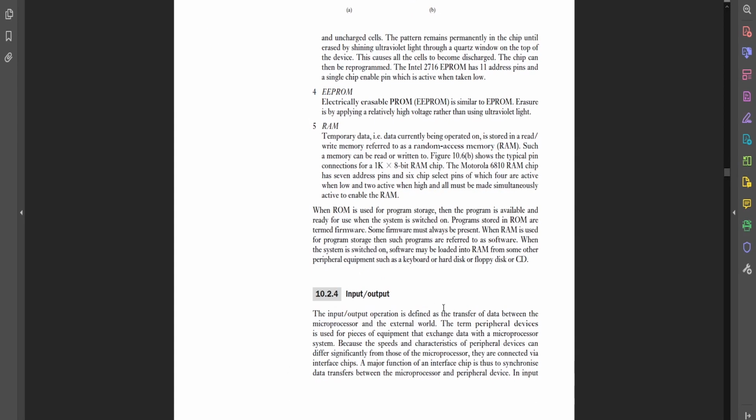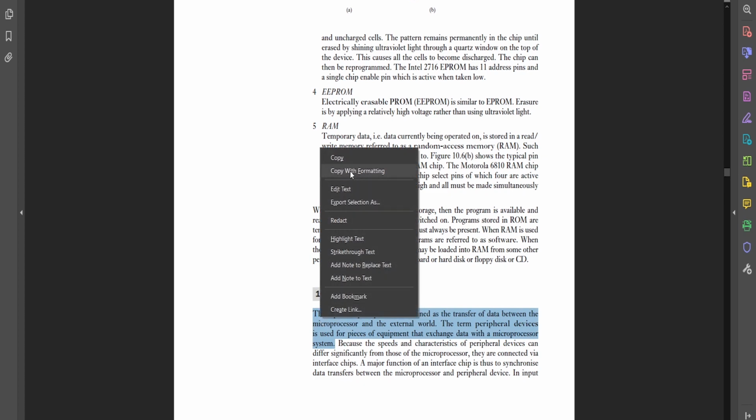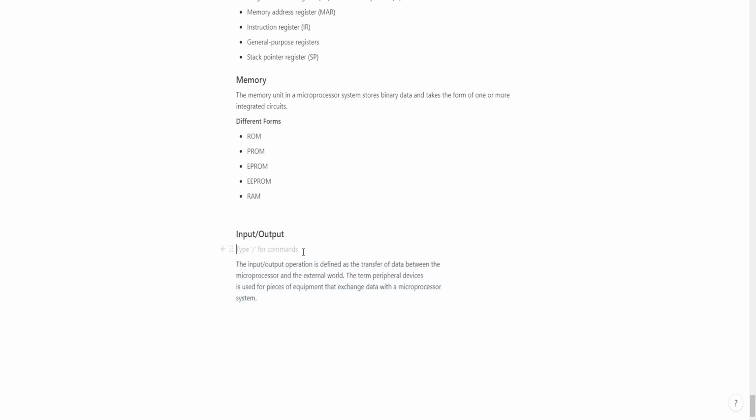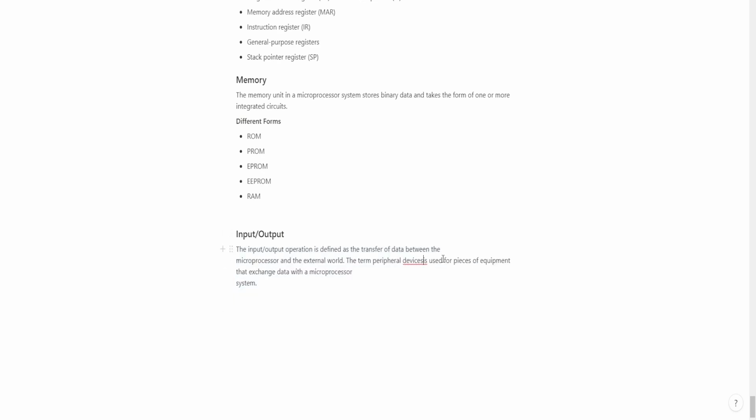The input output operation is defined as the transfer of data between the microprocessor and the external world. The term peripheral devices is used for pieces of equipment that exchange data with a microprocessor system. Like a mouse and keyboard, and a microphone, camera, etc. Taking the external world and putting it into the computer, and vice versa. Like speakers, taking the microcontroller and putting it into the external world. I'm right with that.